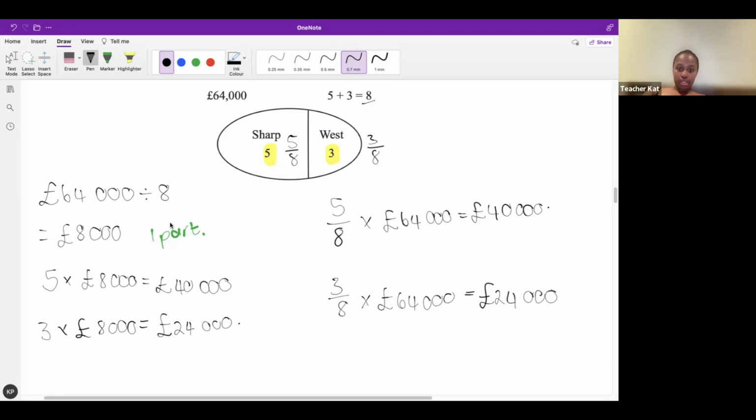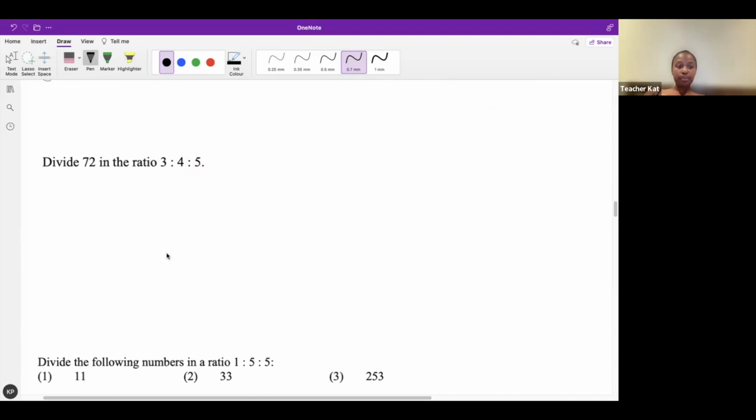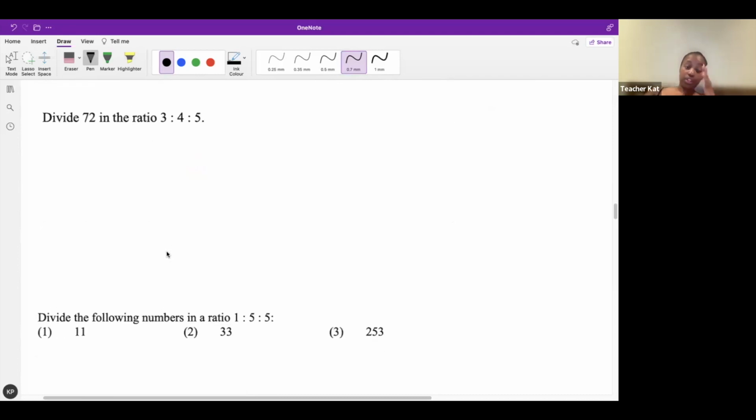Wonderful. Let's get moving. Let's divide 72 in the ratio 3:4:5. What do I have to do first? The first thing I have to do before multiplying and all of that, I have a ratio, so I have to add the ratio, right? It's going to be 3 plus 4 plus 5, which gives me 12.